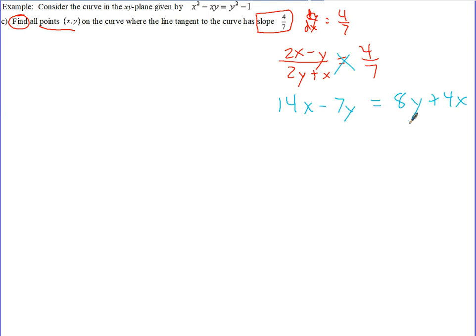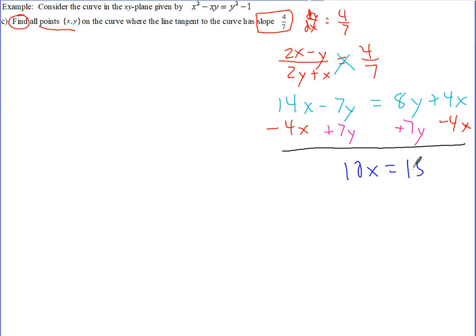We can subtract the 4x's from both sides. Add the 7y to both sides. You get 10x equals 15y, or 17y as written. And if you solve for the x, divide by 10, and you get x equals 3y over 2. Or you could solve for the y here, and get y equals 2x over 3. Either way is fine.